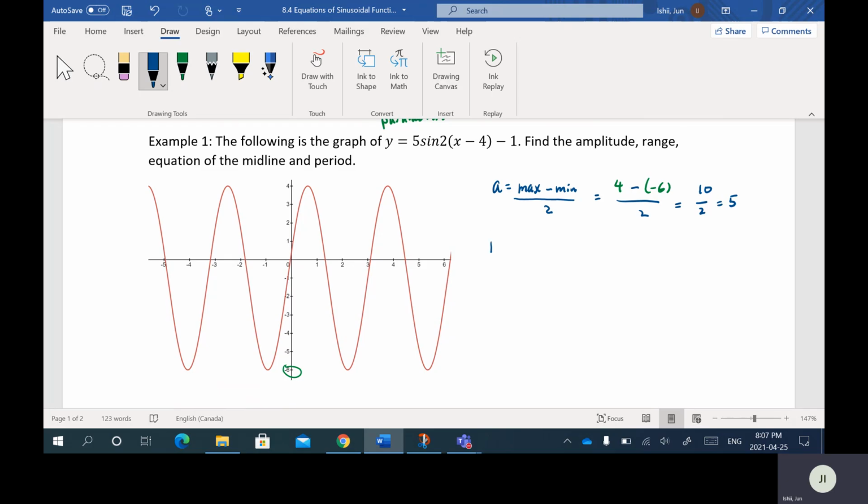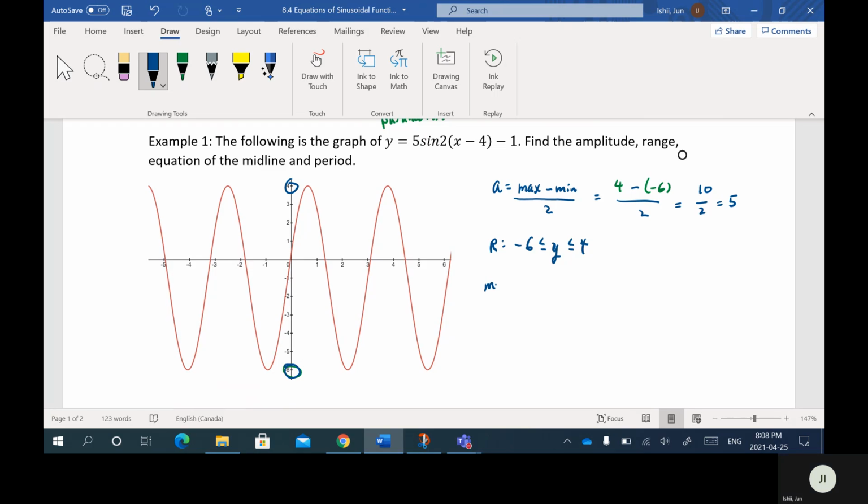Next up, the range. The range we can get just by looking at the graph itself. The minimum value here again is -6, and our maximum value is 4. So the range is going to be between -6, x, or sorry, not x, y. We're talking about the range. So -6 is less than or equal to y, which is less than or equal to +4. That's the range.